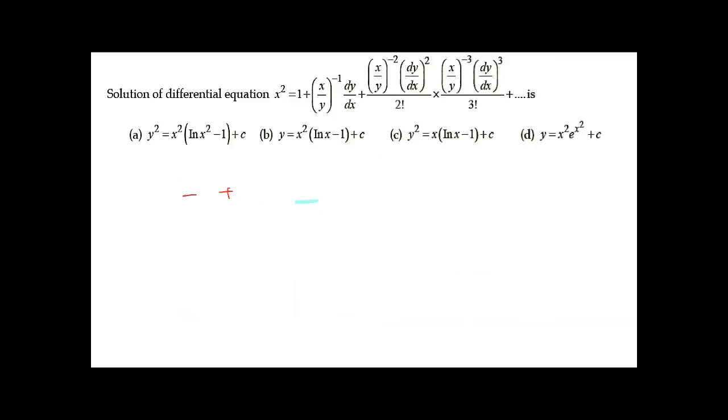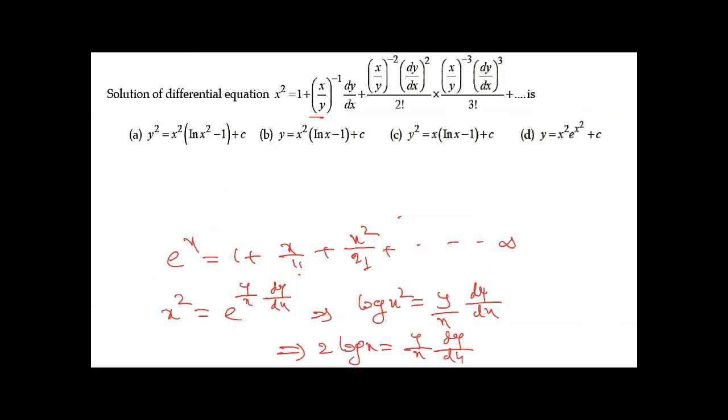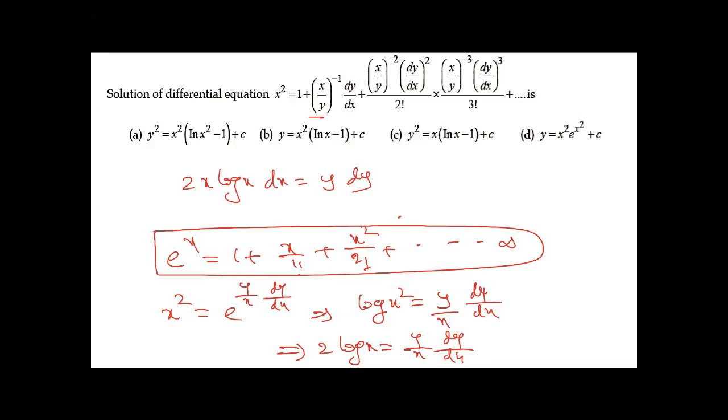So now x by y whole power minus 1, I wrote as y by x, so that we get the form of the e power x expansion. Now you can take 2x log x into dx, you just separate the variables: 2x log x dx equals y dy. Now integrate both sides. This is the e power x expansion, you can keep it on the right side.